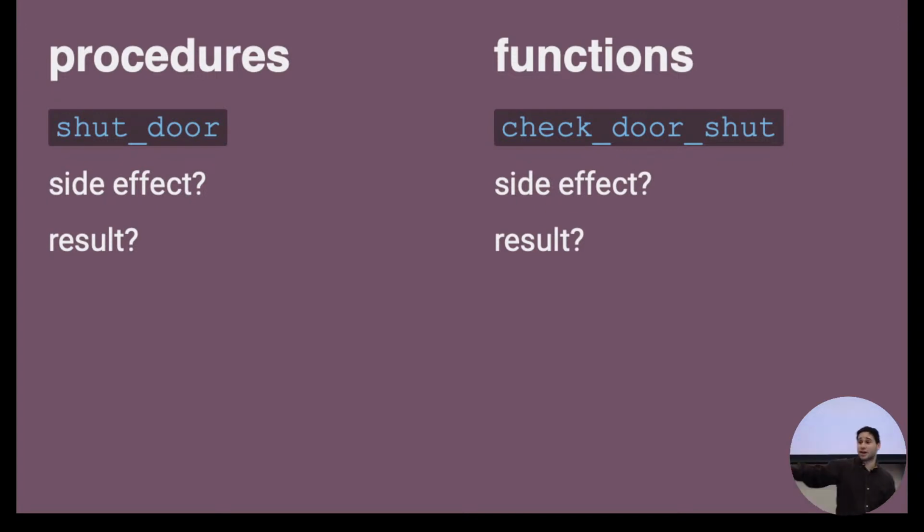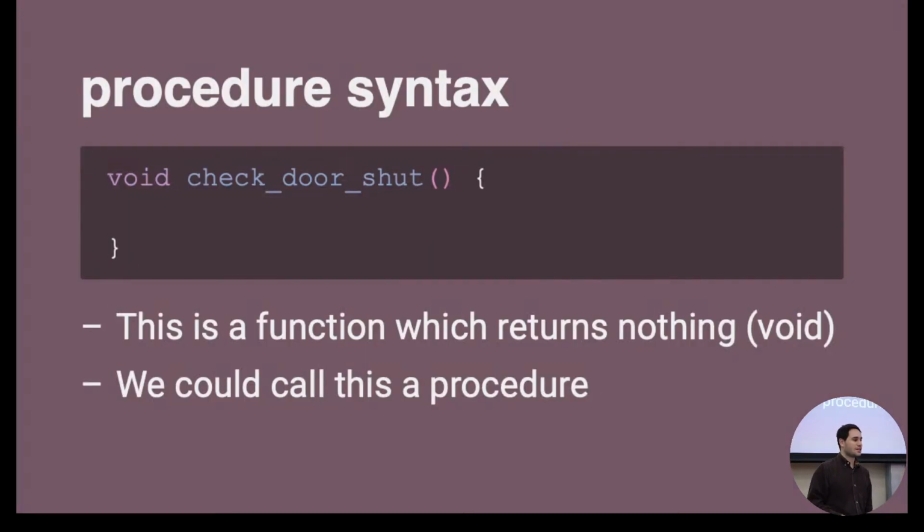But if I say to you, can you go open that door? Go open the door. Now I can just live my life. The door will open. That's the side effect. But he doesn't have to say anything to me. That's a void function or a procedure. You're done. Thank you for opening the door. So he didn't have to give me back a result. Does that make sense?